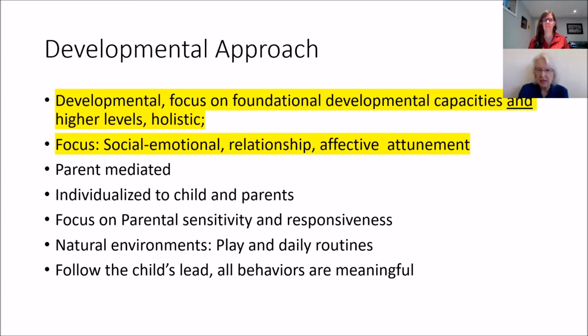So follow the child's lead. All behaviors are meaningful. There's less of an adult agenda. It's really following the child, and it's generally less structured than behavioral approaches. Gerald Mahoney, who is one of the researchers we'll be talking about, in one of his papers talked about the difference between teaching skills and encouraging a child to learn those skills. And I thought that was a very elegant way to try and describe the differences.